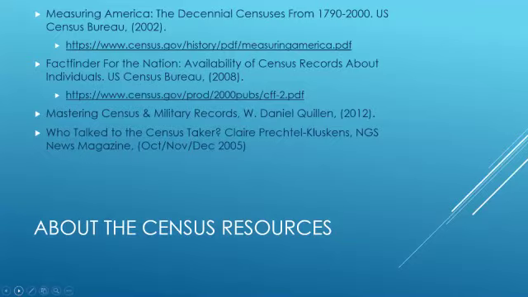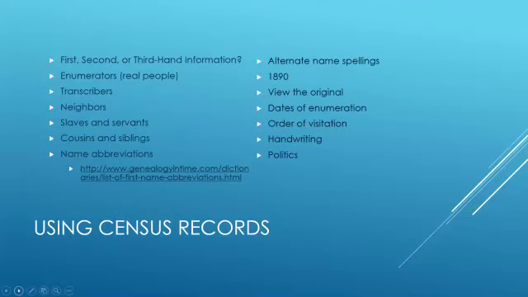I have another great article here, Who Talked to the Census Taker? And this is from the National Genealogical Society News Magazine. This is freely available on the internet. You can look it up and read this, but it talks about who was the person that was actually answering the questions back in the early censuses, and what kind of people were the people that were asking the census questions? Well, we'll get more into that later. So when we're using our census records for research, some things that we really need to be aware of are listed here.